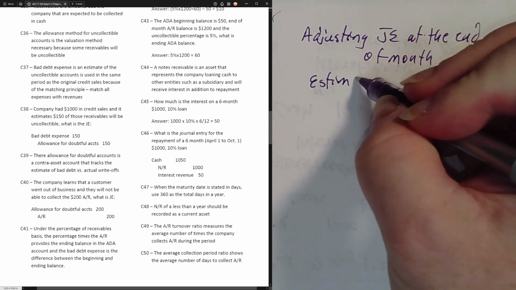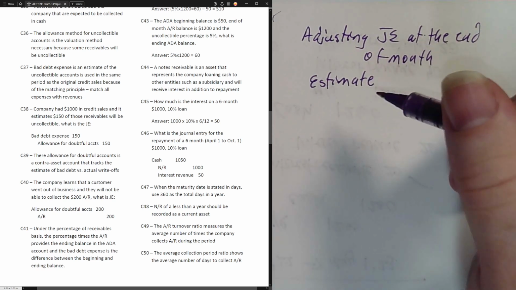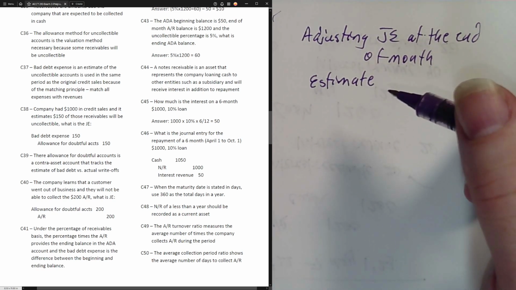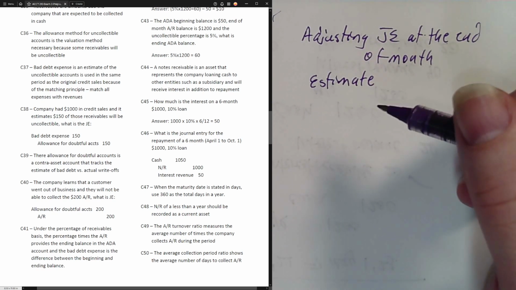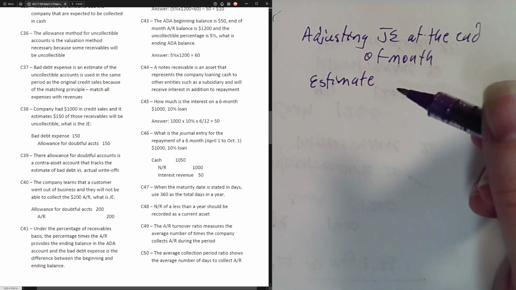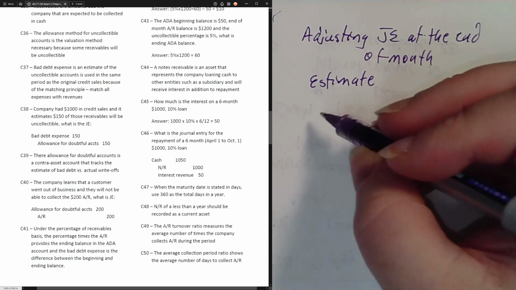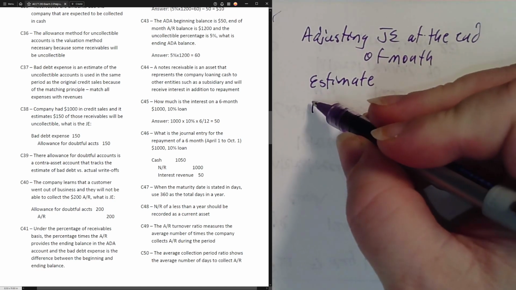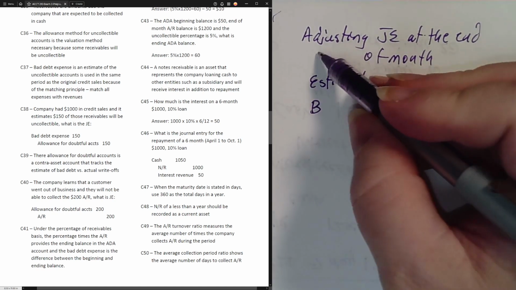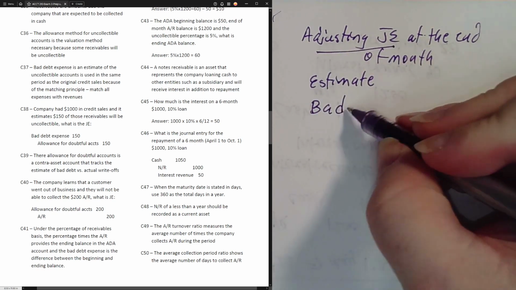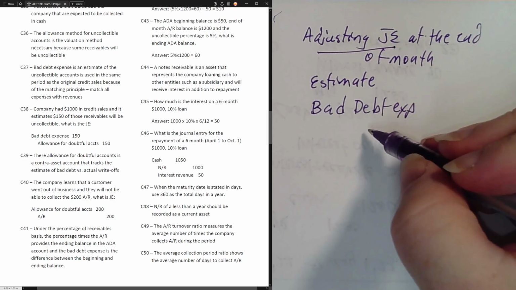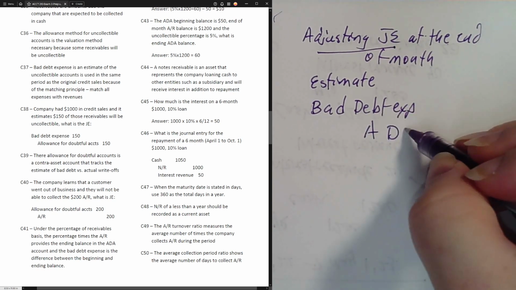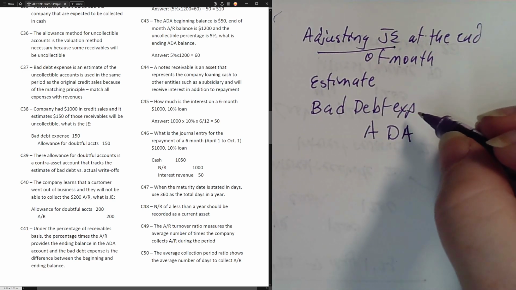And the reason why we have to make an estimate is because in the same month that we do the credit sales, we also have to estimate the future amount of those credit sales that we won't collect. Now, we don't know the exact number. That's why we use an estimate. And so just make sure you know the format of this. This adjusting journal entry is debit bad debt expense, and then credit allowance for doubtful accounts. And this is the very basic one.